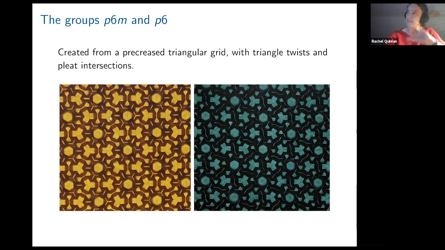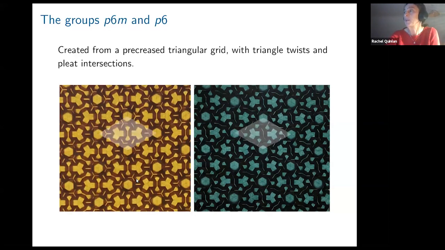And they both have these kind of, I don't know what to call them, these kind of three-legged things, these little kind of triangular things, which are the threefold symmetry centers. So the centers of these gadgets are centers of threefold rotation for the entire pattern, and that's true in both versions of the picture.